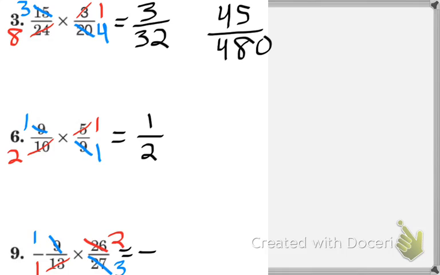So now multiply straight across. We already know it's going to be negative, so you can leave that alone. 1 times 2 is 2. 1 times 3 is 3. So negative 2 over 3. That's our final answer, simplified all the way.